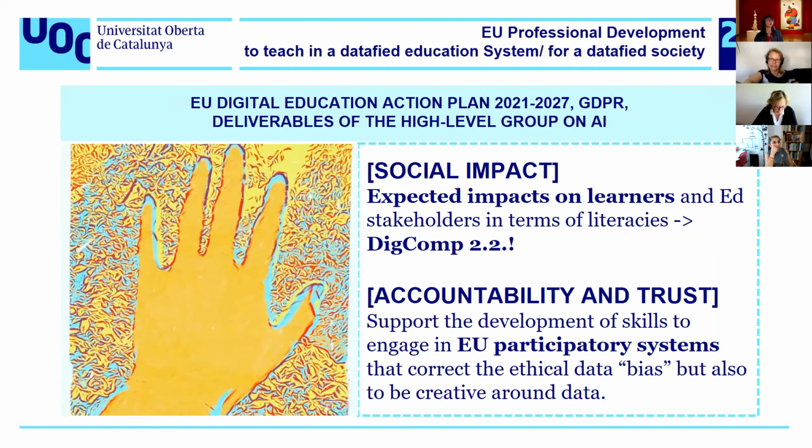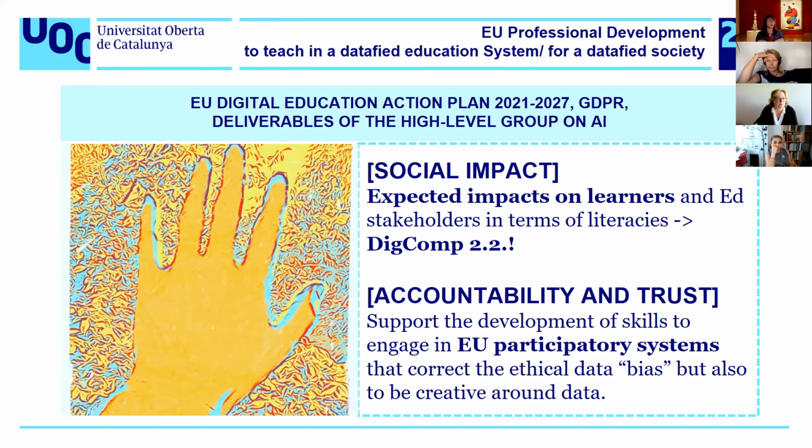And also we need to focus the expected impacts on learners, not only to develop educational projects, but also analyze the impact. And this is where the DIGCOM could make a very relevant contribution. And last but not least, we need to think about the accountability and trust to support the development of skills in connection, this very much with all the deliverables of the high-level group on AI, because data literacy is moving from the more traditional approaches to something that is lying behind all the AI developments.